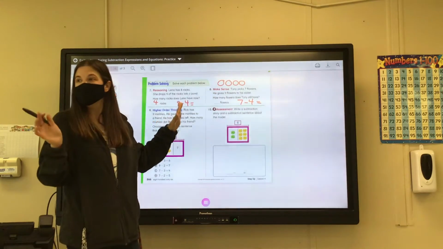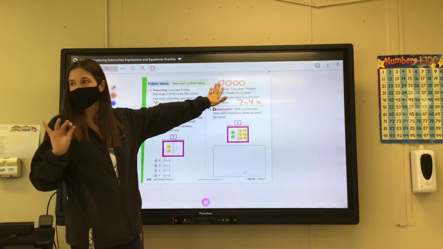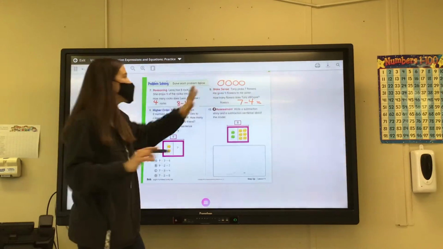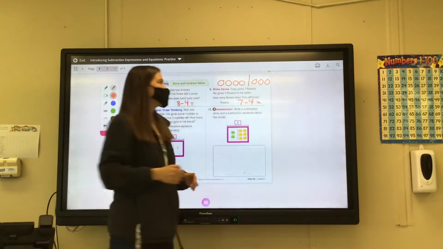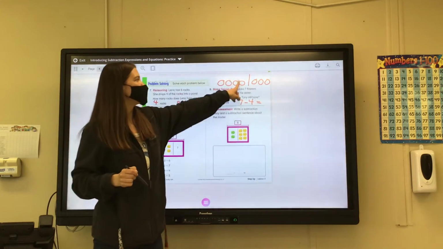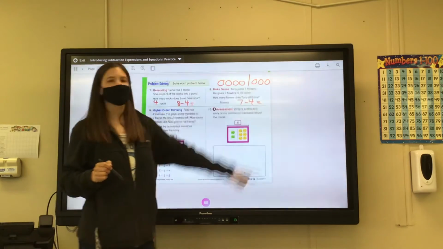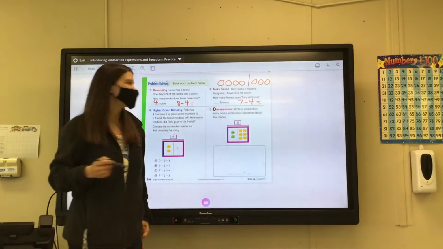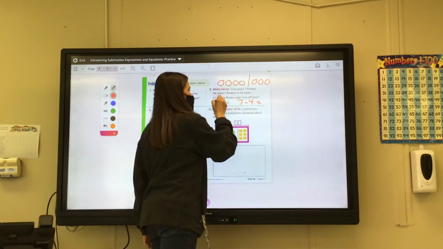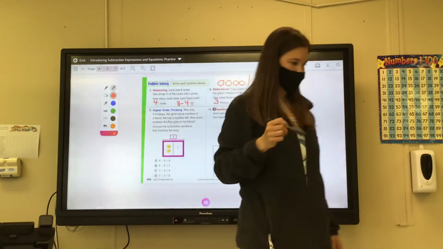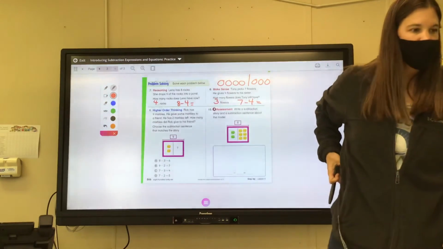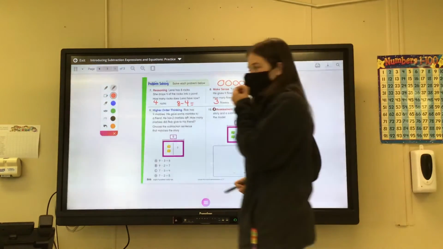Or we can count up. One part is 4. Then we have to make more to make 7. So we need to make how many more? 1, 2, 3, 4, 5, 6, 7. What is the other part? 3. So 7 minus 4 equals 3 flowers. You get it?